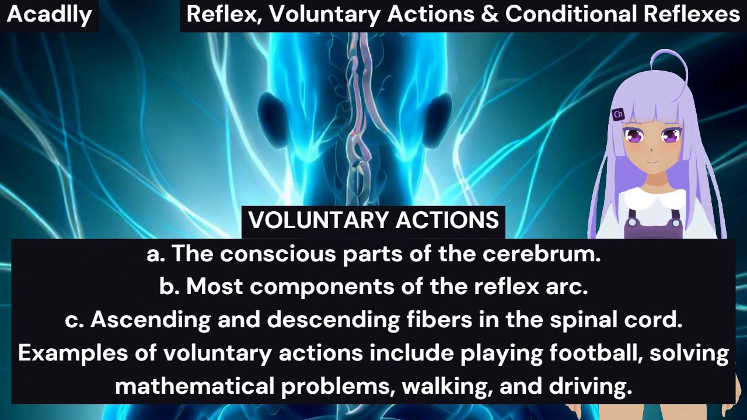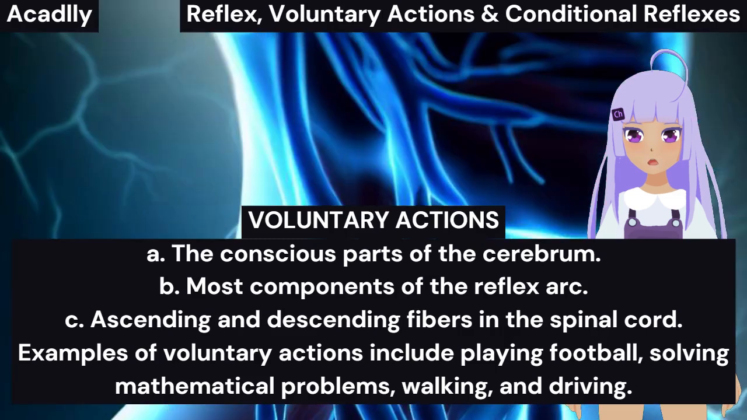Voluntary actions. Voluntary actions are initiated and controlled by the conscious part of the brain and involve cognitive processes before execution. They involve A. The conscious parts of the cerebrum. B. Most components of the reflex arc. C. Ascending and descending fibers in the spinal cord. Examples of voluntary actions include playing football, solving mathematical problems, walking, and driving.